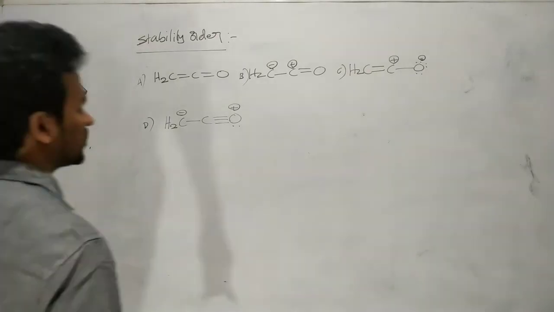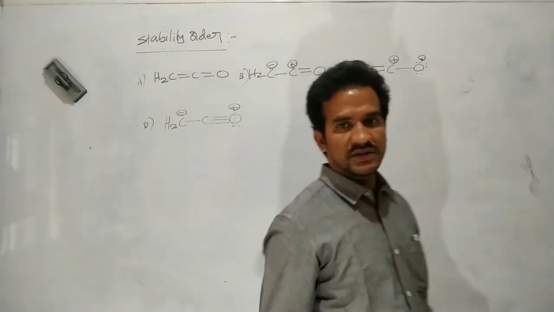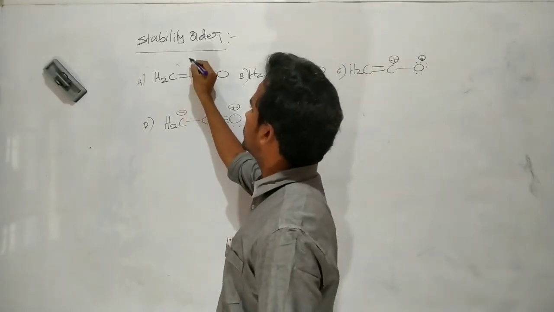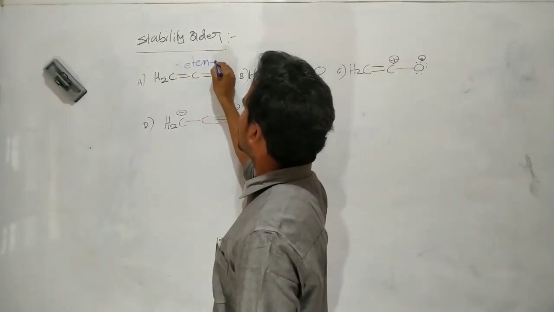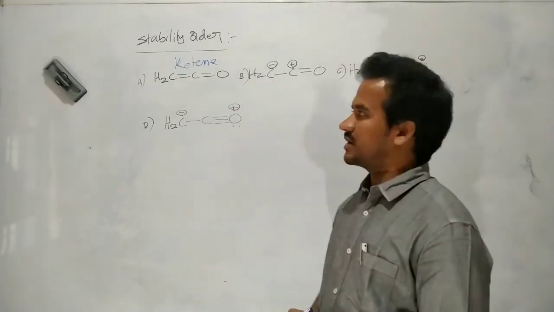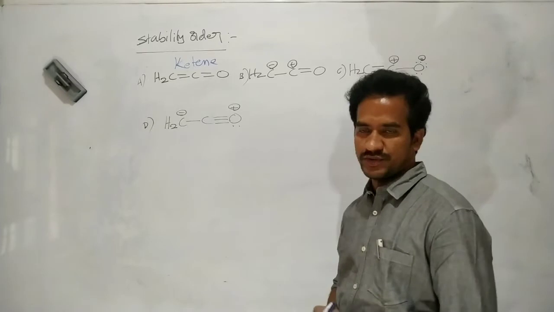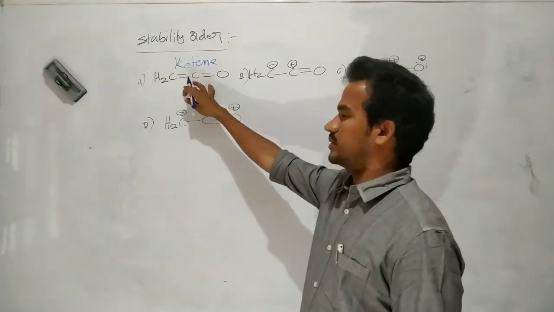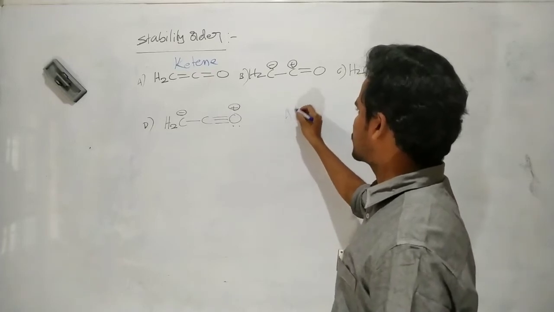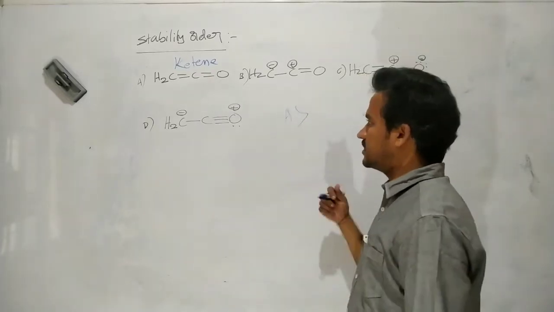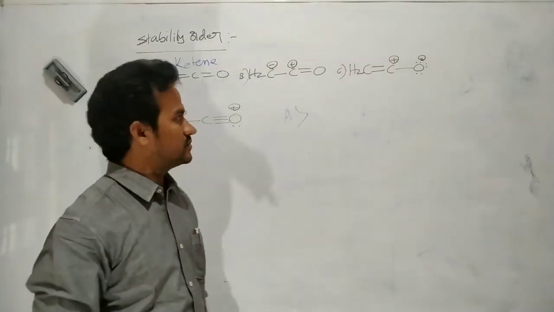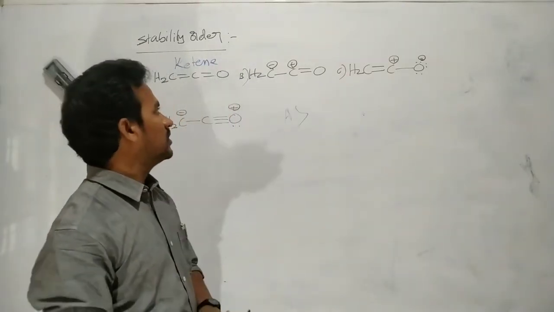Okay, so next, one more question: the stability order of these resonance structures. Actually this molecule is known as ketene. So what is the stability order? As per the rules, the neutral one is more stable. This one has a greater number of covalent bonds, so A is more stable. Next, the remaining three resonance structures are the charged ones, so they are less stable than the neutral one.